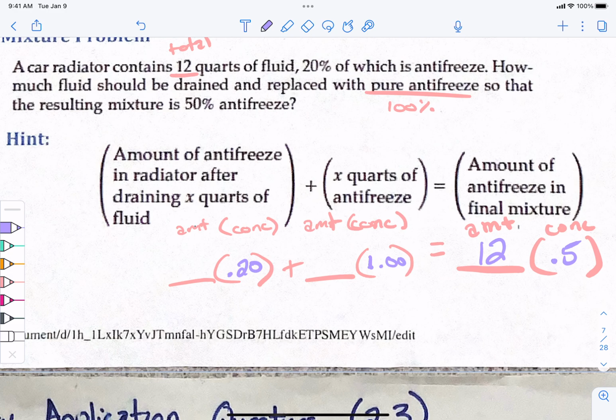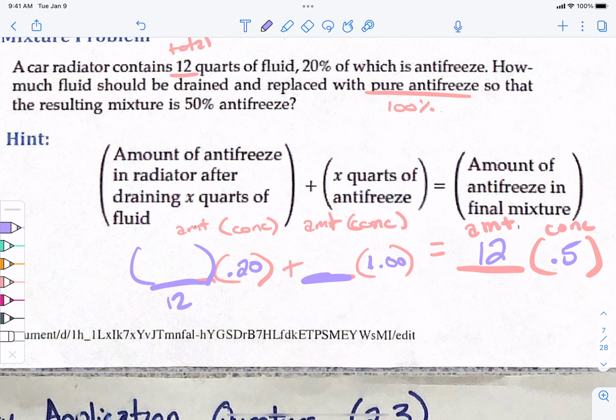Okay, and we've got to figure out what amount we're going to put in each one of these. Because it was 12 to begin with, right? But then what are we doing to this thing? We have 12 to begin with of the 20%, and we're taking some out. Do we know how much we're taking out? No. That's what we're trying to solve for. X.